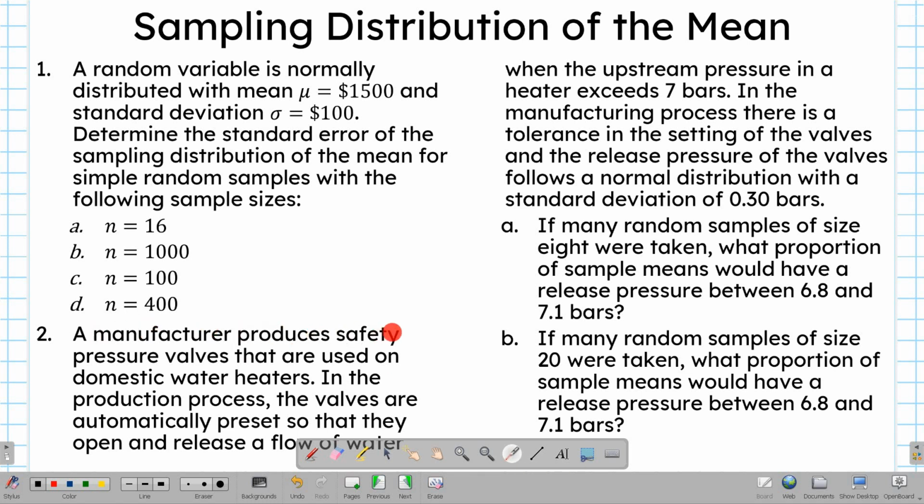A manufacturer produces safety pressure valves that are used on domestic water heaters. In the production process, the valves are automatically preset so that they open and release a flow of water when the upstream pressure in the heater exceeds 7 bars. In the manufacturing process, there is a tolerance in the setting of the valves, and the release pressure of the valves follows a normal distribution with a standard deviation of 0.30 bars. A. If many random samples of size 8 were taken, what proportion of the sample means would have a release pressure between 6.8 and 7.1 bars?